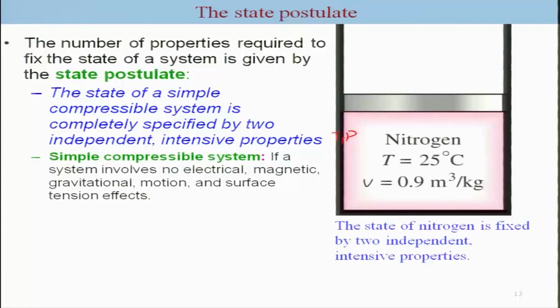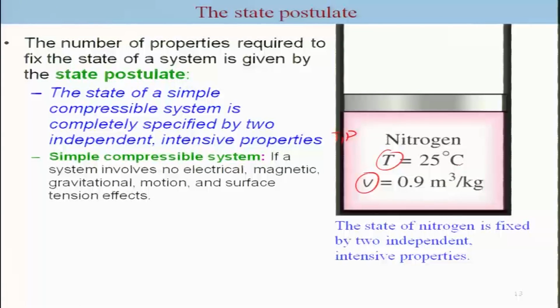And what is a simple compressible system, such as this example of nitrogen? If a system involves no electrical, magnetic, gravitational, motion and surface tension effects, then the system is called a simple compressible system. In this case we used two intensive variables to define the state of the system. But as I said, it depends on whether the system is in a single phase or two phase and so forth. For example, in this case the system is in one phase and hence we needed two, but if it is a saturated vapor or liquid, we just need one variable, either temperature or pressure.